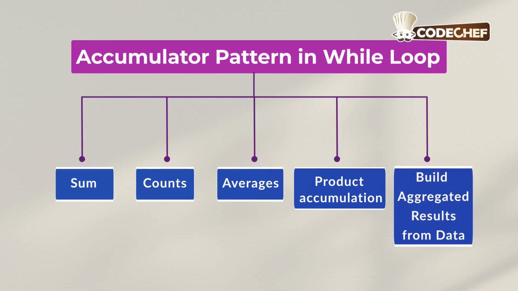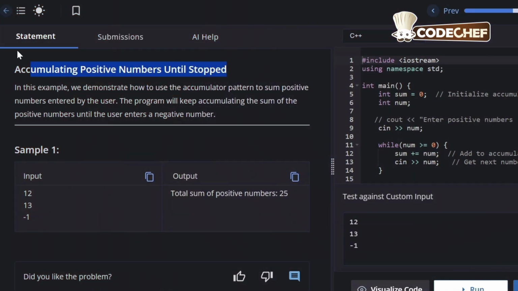Let us have a look at the CodeChef platform program to understand the use of accumulator pattern in while loop. The program objective is accumulating positive numbers until stopped. Here in the input we will write 12, 13 and minus 1, and in the output we will get: total sum of positive numbers is 25.